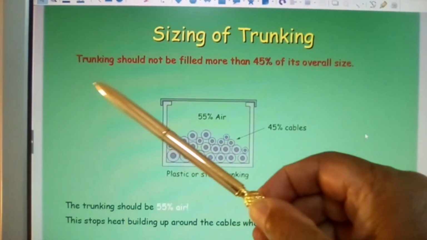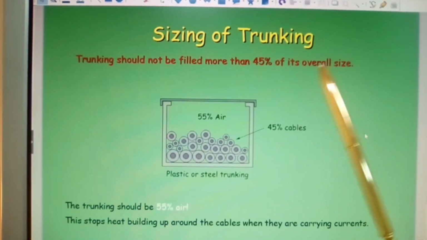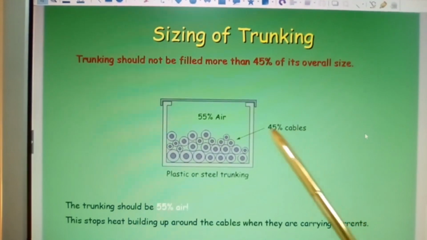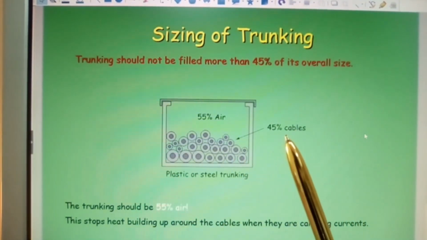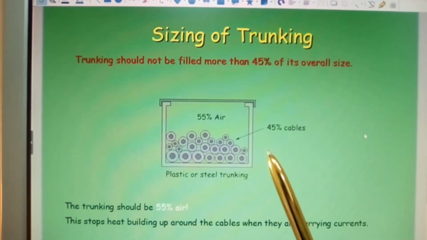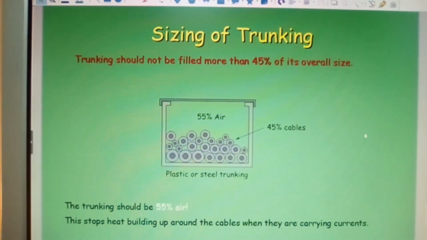Trunking should not be filled more than 45% of its overall size. Okay, so we need 55% air, 45% cable. Okay, so again, bear in mind any modifications in regards to the IEE regulations. Make sure you have complied with that at all times. Trunking should be 55% air. This stops heat building up around the cables when they are carrying currents. Okay.